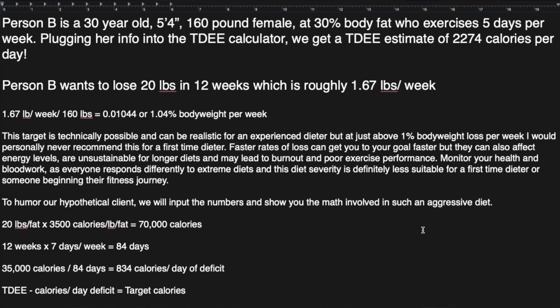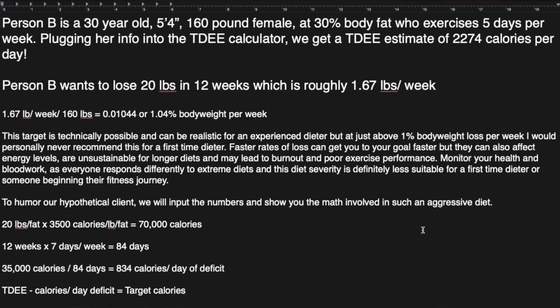1.67 pounds per week divided by 160 pounds equals 0.01044 or 1.04% body weight per week. This target is technically possible and can be realistic for an experienced dieter, but at just above 1% body weight loss per week, I would personally never recommend this for a first-time dieter.